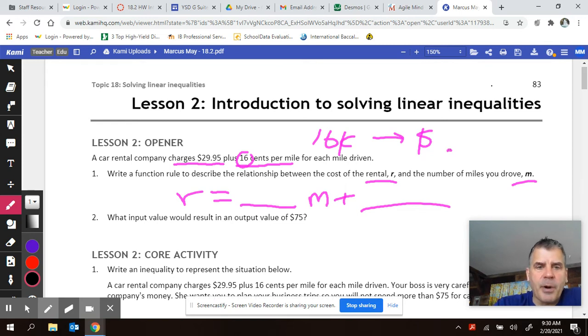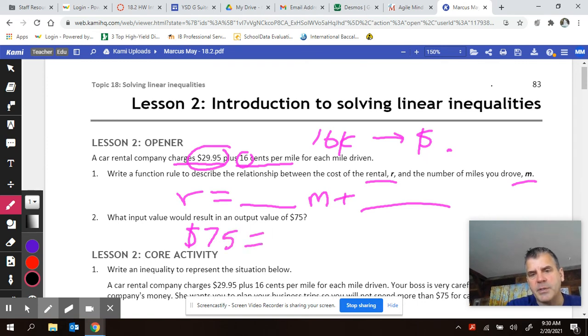All right, then the other part of this, $29.95 goes in there. And then once you have that function, you're going to want to put that into an answer. Well, what happens? It says what input value would result in an output value of $75. So I'll tell you this as well as you're answering this: the $75 is a result of what you did miles-wise along with that rental fee.